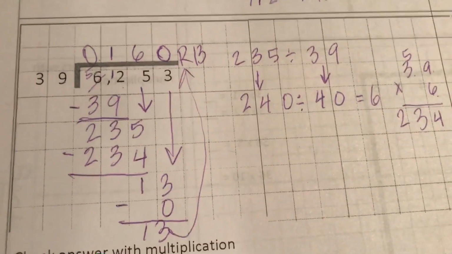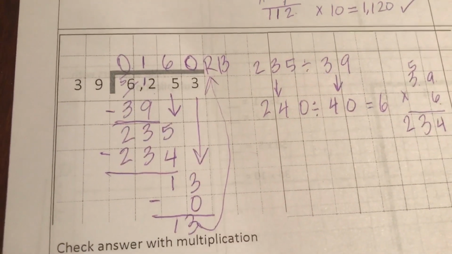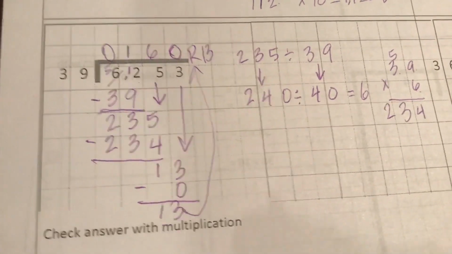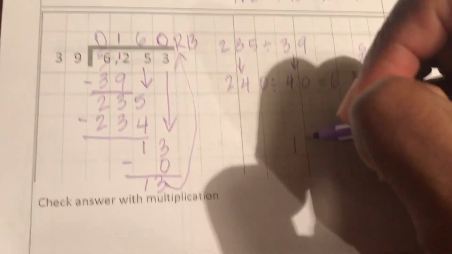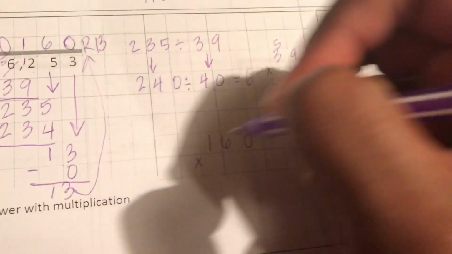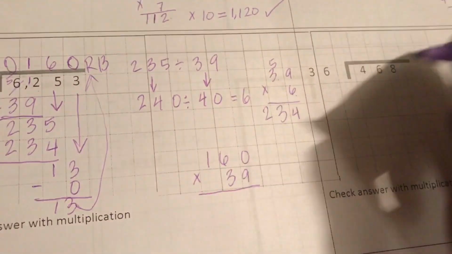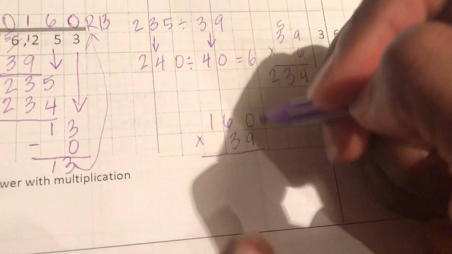Now, I definitely want to check this answer and make sure it's correct. Because even though I'm a teacher, I still make mistakes sometimes. So what I'm going to do is multiply 160 times 39. And whatever I get as my answer here, I'm going to add to it my remainder of 13.